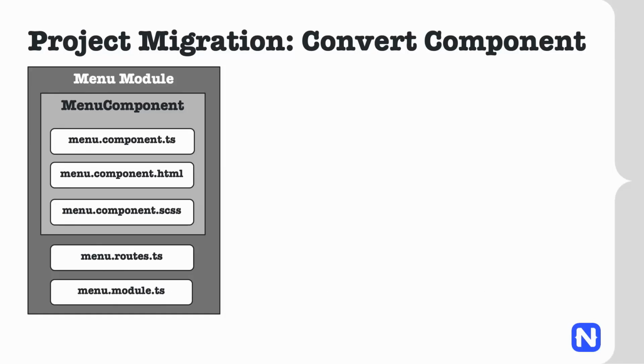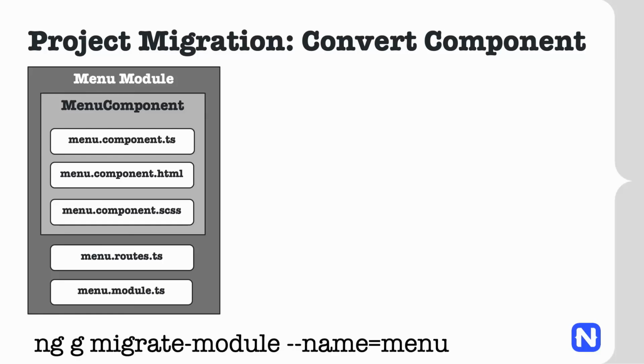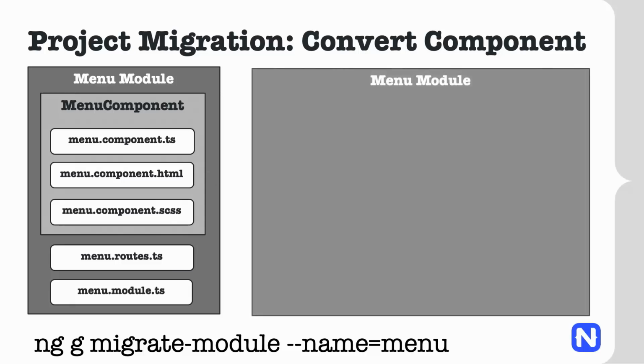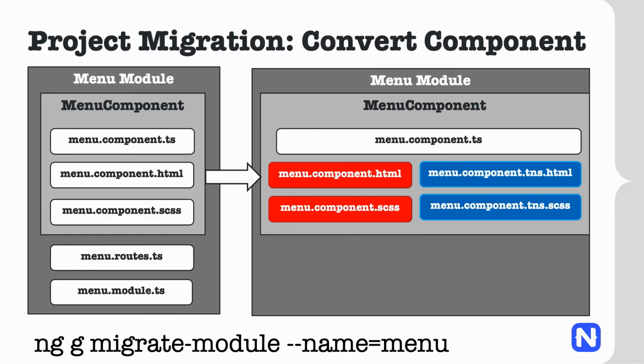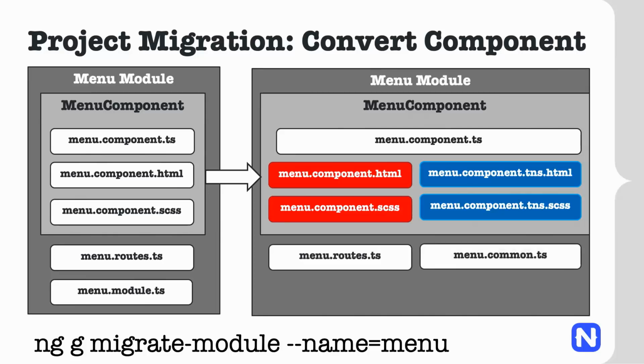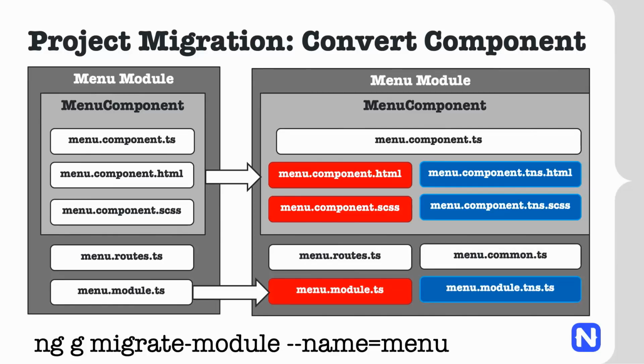So if we have this menu module that has a component inside, it's got its own navigation and its own ng module configuration, you can call ng g migrate module this time. And if you provide the name of the module, something similar will happen. First, all the components that were inside the module get migrated using the previous schematic. Following that, we add additional files like the ng module .tns.ts file. And then there's also an additional file like the common file, which already has some sort of structure that allows you to share some of those configurations between the two modules. And I think that's also pretty powerful.